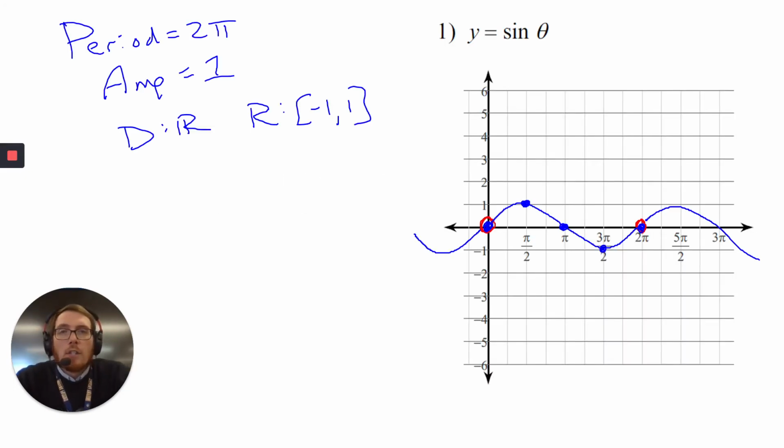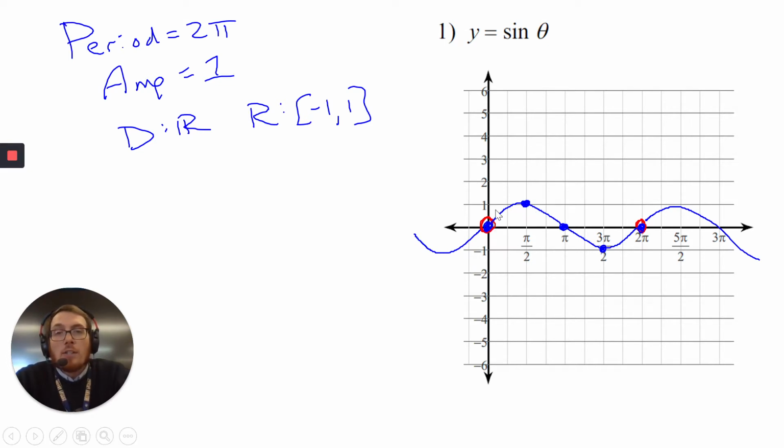The first graph we're going to look at is the graph of y equals sine theta. A lot of times when I write things in my notes, I use sine x. That's irrelevant to the question. Theta is a nice thing to use on a lot of these because that represents the angle.